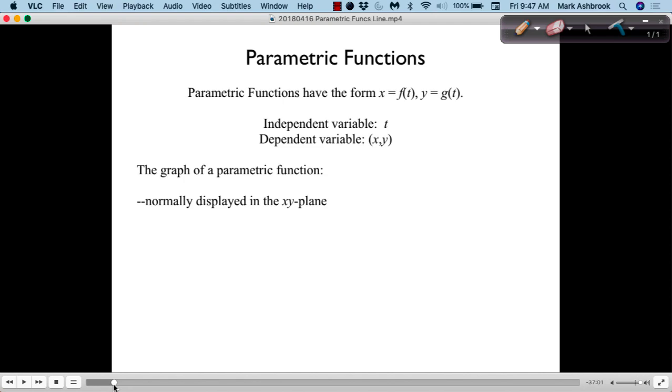So we could do graphs of x as a function of t and y as a function of t, but that's not the graph of the parametric function, right? The graph of the parametric function is ordered pairs x and y. Still the same xy plane we've always dealt with, but we've got this behind the scenes variable as our independent variable, generating those ordered pairs. And that's what I just said. Okay.